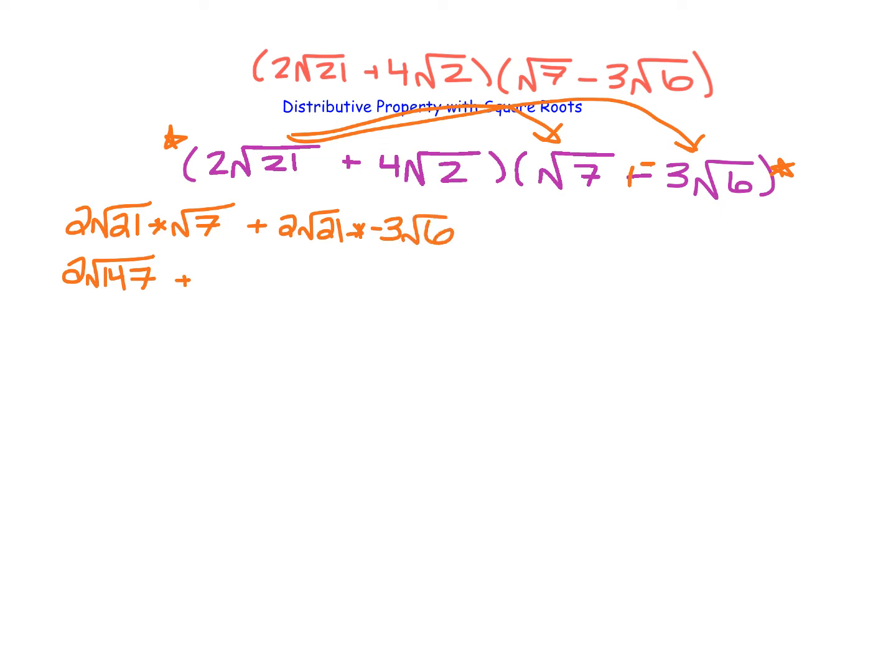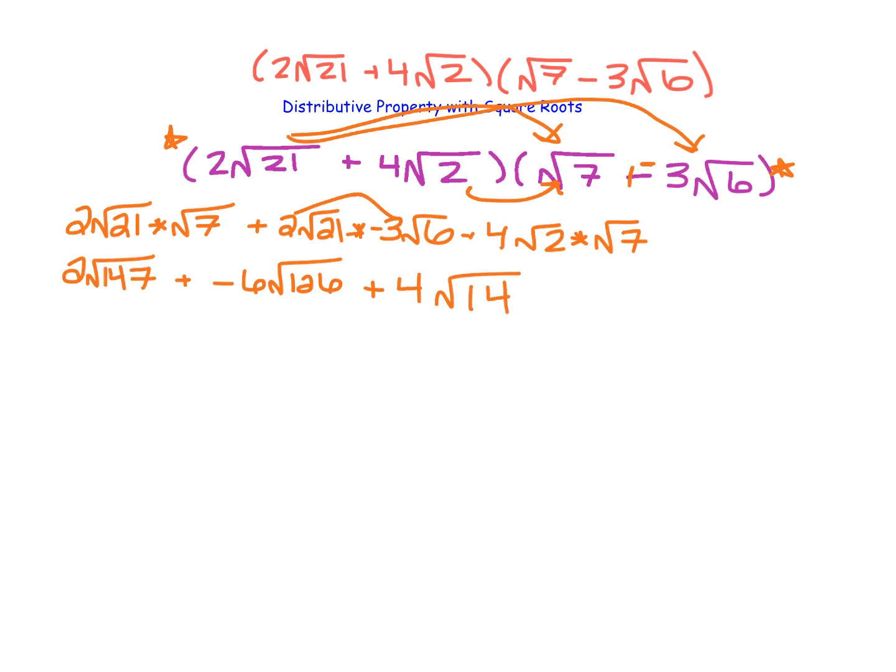So here I multiply the numbers on the outside, which are 2 and negative 3, so that becomes negative 6. And then I multiply the numbers on the inside, so 21 times 6 becomes the square root of 126. Then I take the next set. I take 4 times the square root of 2 times the square root of 7. So 4 square root of 2 times the square root of 7. So multiply the numbers on the outside, which is just 4, times the numbers on the inside, which is 2 times 7, which is 14.